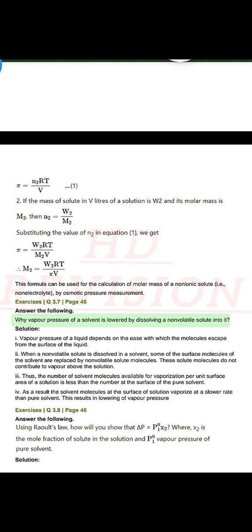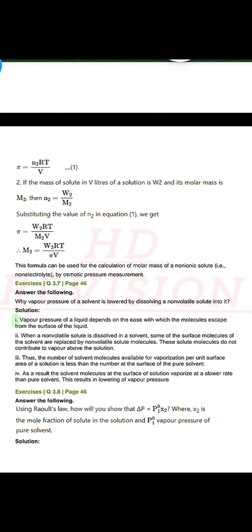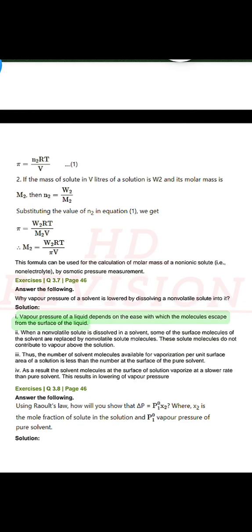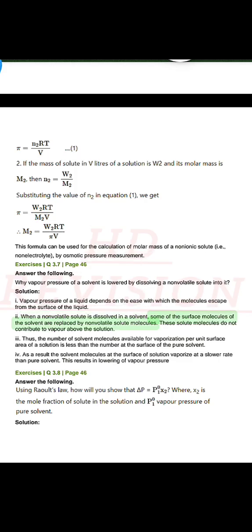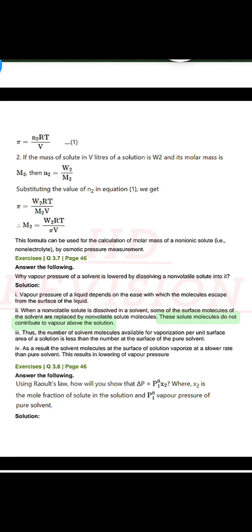Exercises Q 3.7, page 46. Answer the following. Why is the vapor pressure of a solvent lowered by dissolving a non-volatile solute into it? Solution: Vapor pressure of a liquid depends on the ease with which the molecules escape from the surface of the liquid. When a non-volatile solute is dissolved in a solvent, some of the surface molecules of the solvent are replaced by non-volatile solute molecules. These solute molecules do not contribute to vapor above the solution.